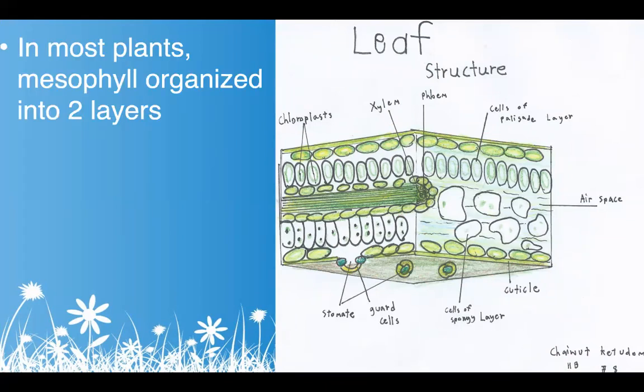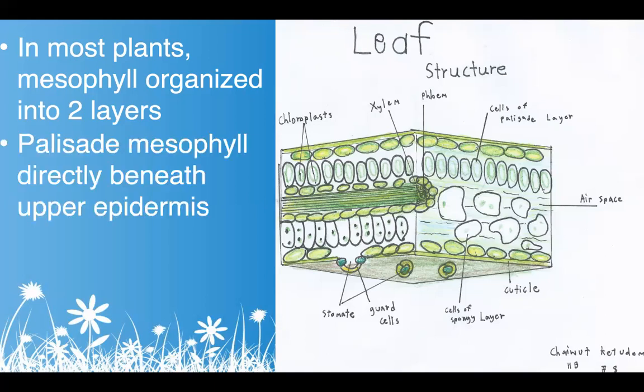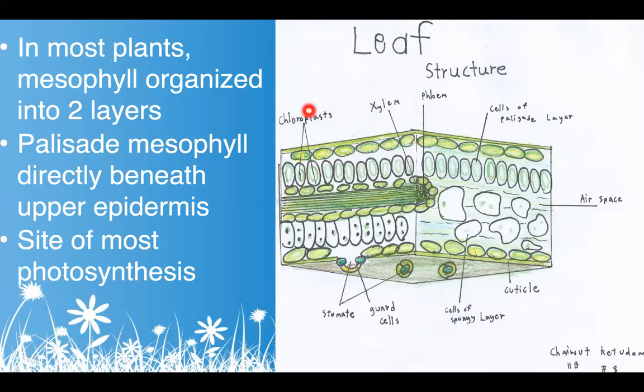So in most plants, mesophyll is going to be organized into two different layers. We have palisade mesophyll, which is directly beneath the upper epidermis. That's here, right? Cells of the palisade layer. You can tell the palisade layer because they're in columns. This is where most of the photosynthesis occurs. You can see here he's labeled even the chloroplasts, which I don't think are labeled properly, but that's okay.